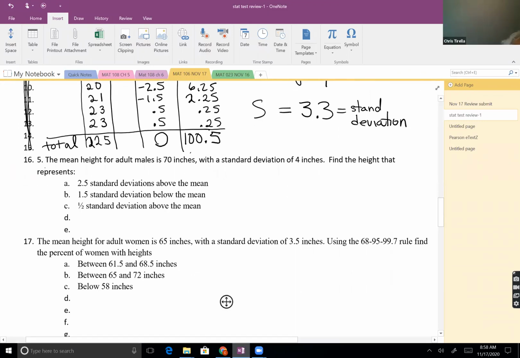That next question says that the mean height for adult males is 70 inches with a standard deviation of 4 inches. Find the height that represents 2.5 standard deviations above the mean. If it's above the mean, we're adding to the mean, and we want to add 2.5 times our standard deviation. So that would be 70 plus 2.5 times 4, which would be 80.